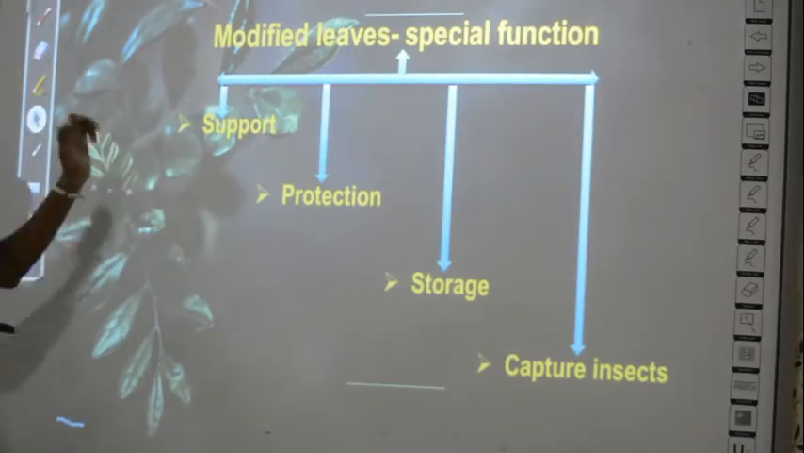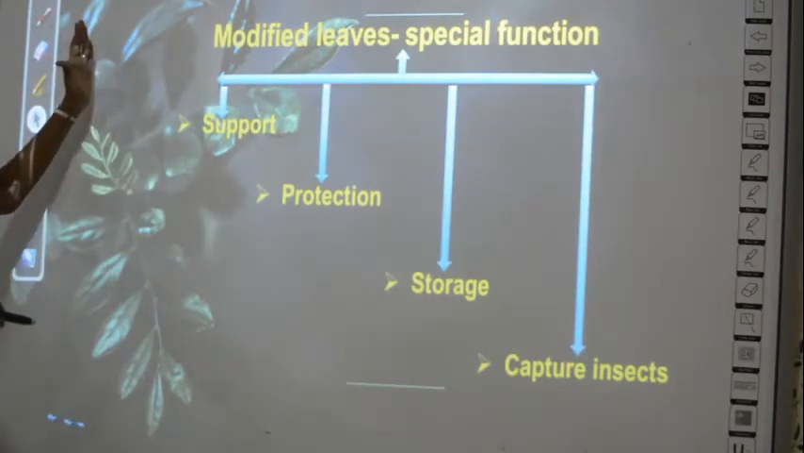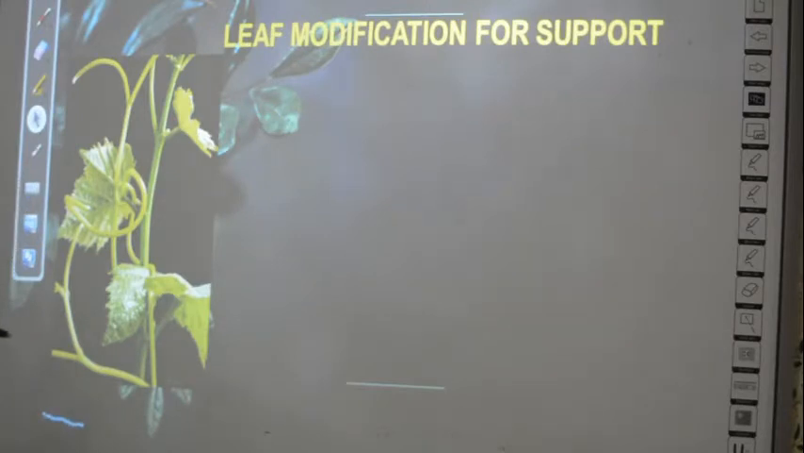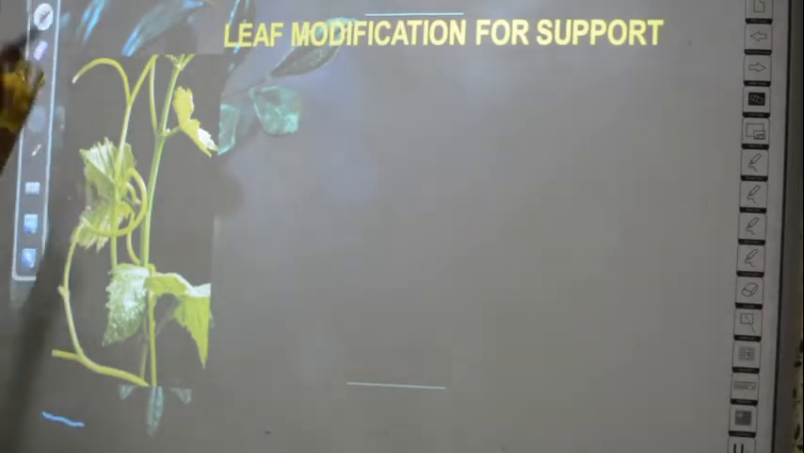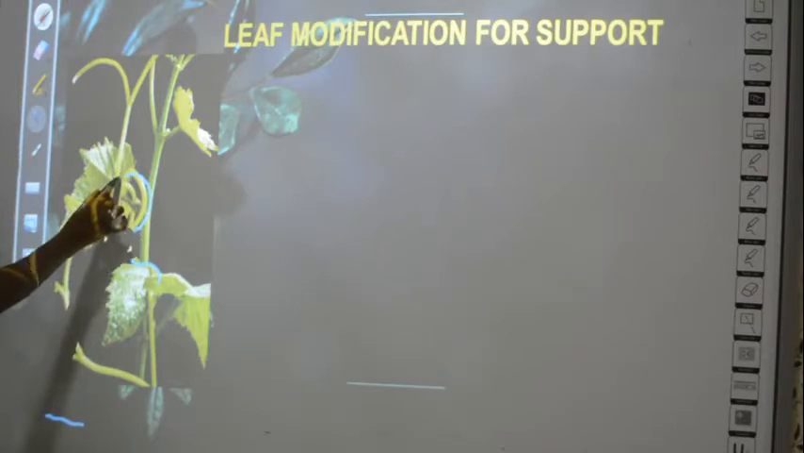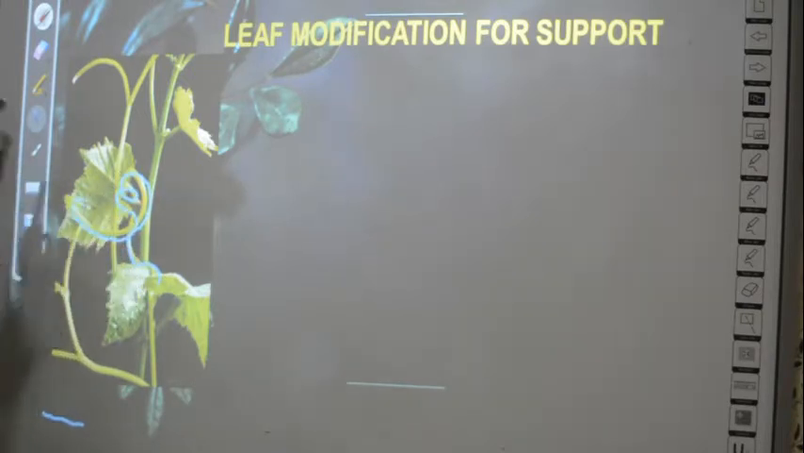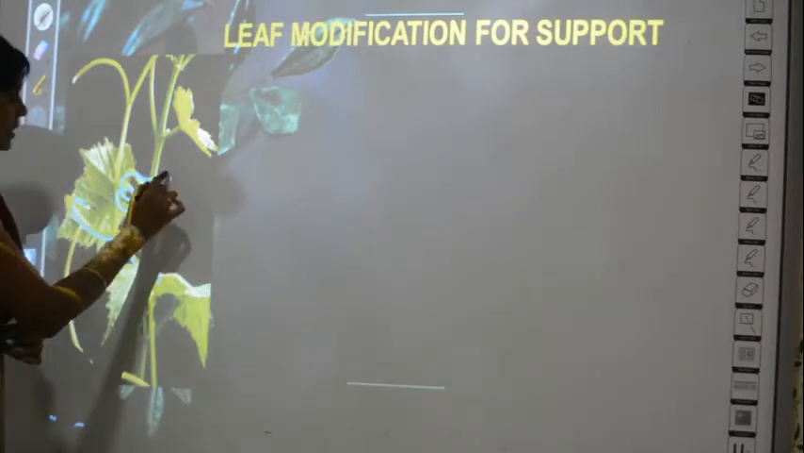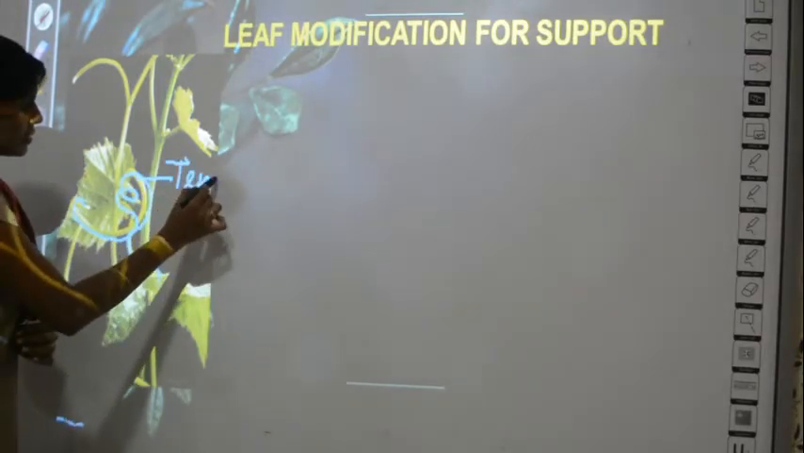So the first one is support, right? We will start with that. How modified leaves will give support. See, have you seen a structure like this? Can you see something here? Some coiled structure like this. These are actually called tendrils. What are they called? Tendrils.